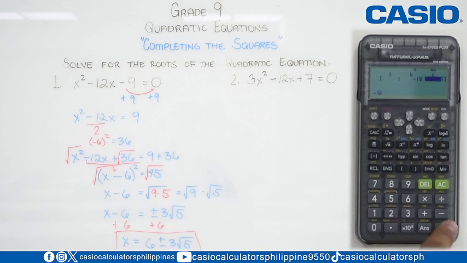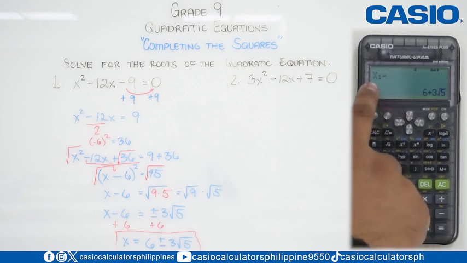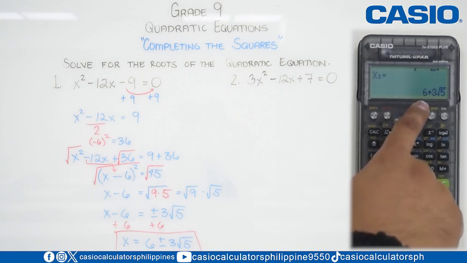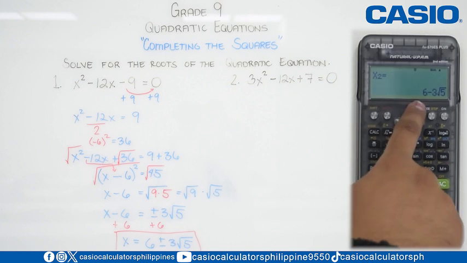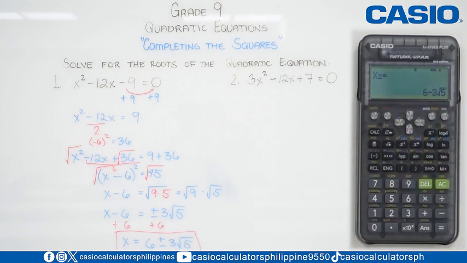So that will be our coefficient, and then we press the equal sign to find that the value of the first root is 6 plus 3 square root of 5, and the second root is 6 minus 3 square root of 5, which is in line with our answer, x is equal to 6 plus or minus 3 square root of 5.